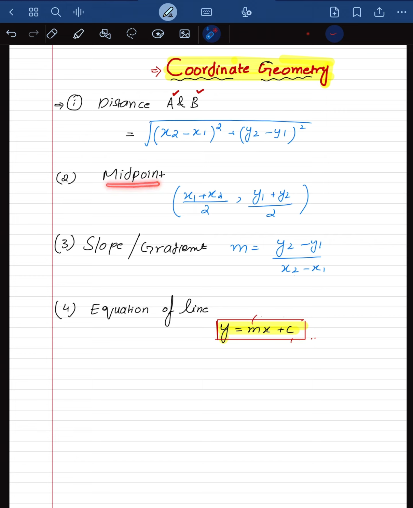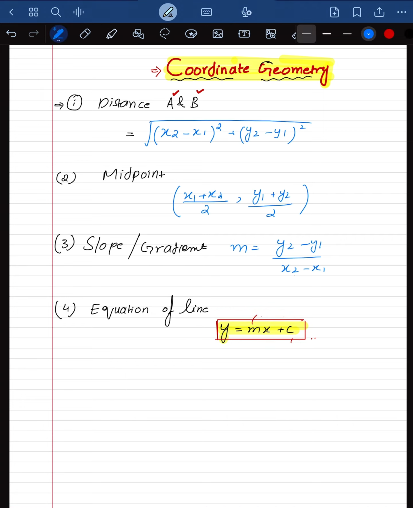Whenever we have to find the midpoint, we will be using this formula. Whenever you have to find the slope or the gradient, these are the same thing, you will be using this formula: m is equal to (y2 minus y1) over (x2 minus x1). And sometimes they ask us to find the equation of a line, so whenever we have to find the equation of a line, we will be using this formula: y is equal to mx plus c.